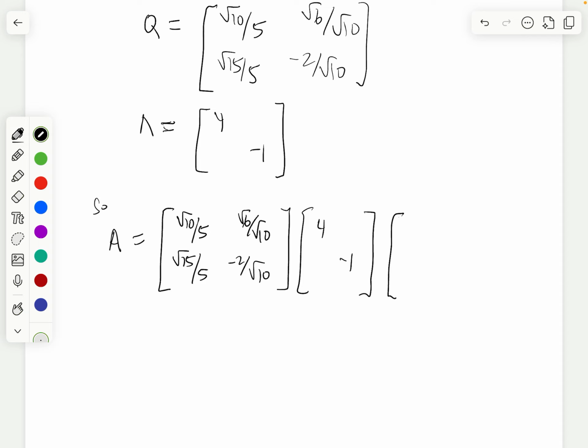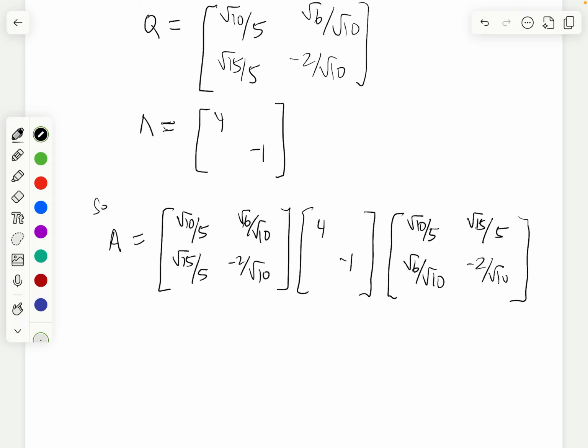So let's just take the transpose of that matrix Q, and so we get this. And that's our matrix factorization of the symmetric matrix A. Okay? And in a video that I already made, I did an example of a 3x3 matrix.